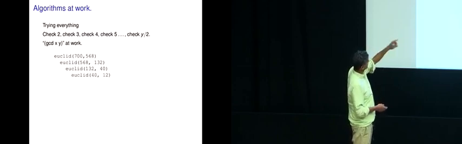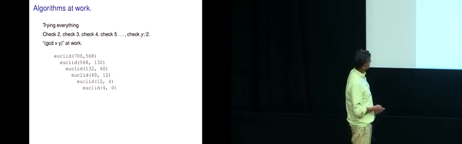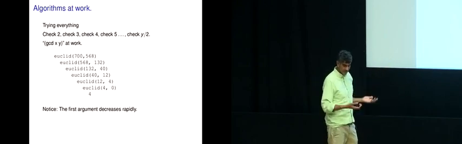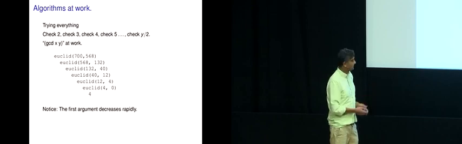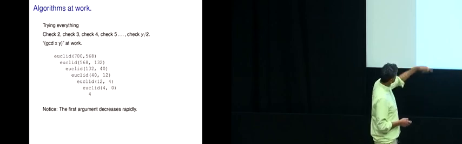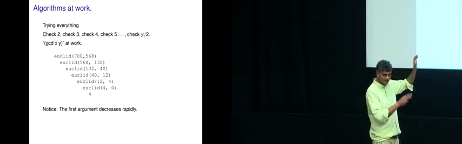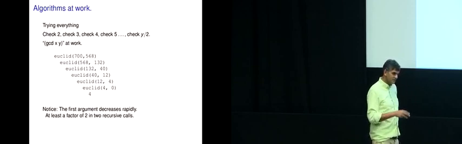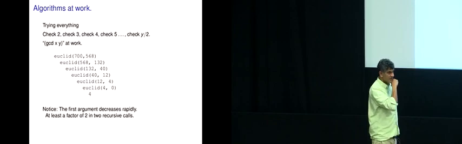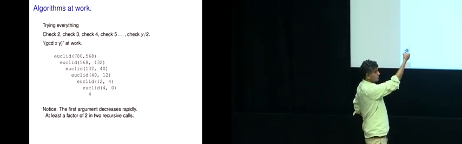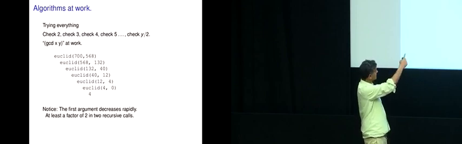And so on. 40 is less than half of 568. 12 is less than half of 132, and so on. It's really fast, right? Didn't take 700 divisions, didn't take any. It took very few. The first argument decreases pretty rapidly. If you just look at it, it's kind of hard to understand because there are 2 arguments, but it's decreasing rapidly. So it's at least a factor of 2 in 2 recursive calls. The 700 went over to the 132, which then, in the next step, just got swapped by the algorithm into the first position.